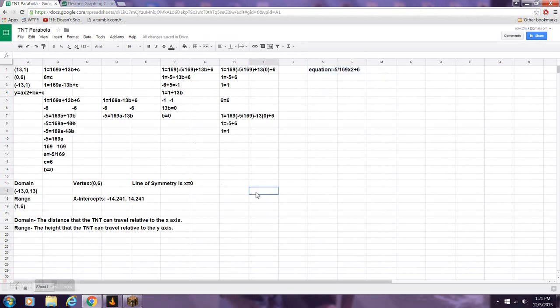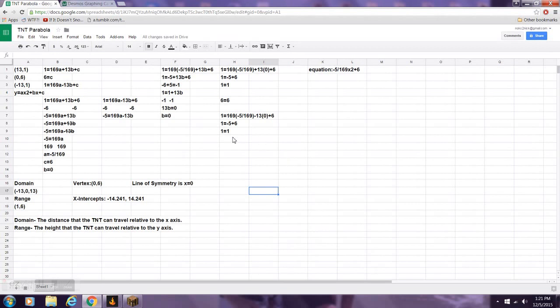Now before I show you what it looks like on a graph, I'm going to tell you the domain and the range. The domain is -13 to 13. The domain is the distance that the TNT can travel relative to the x-axis, so like the distance. And the range is 1 to 6. It is the height that the TNT can travel relative to the y-axis.